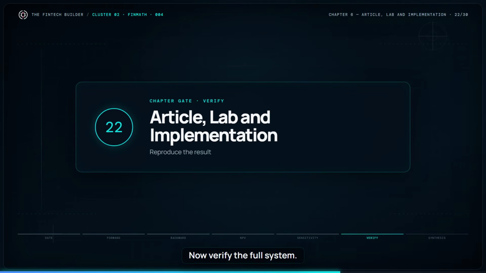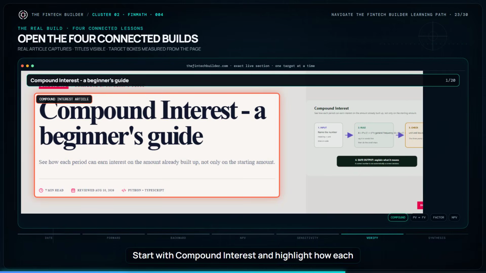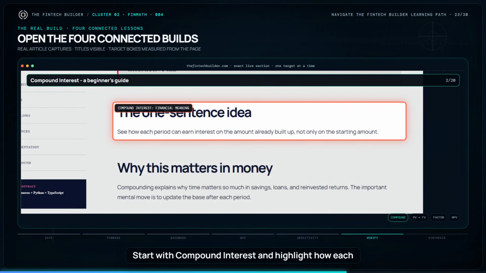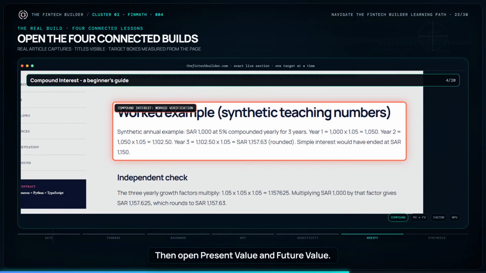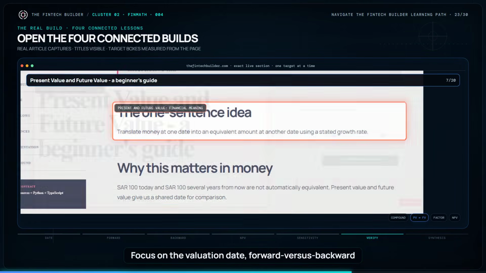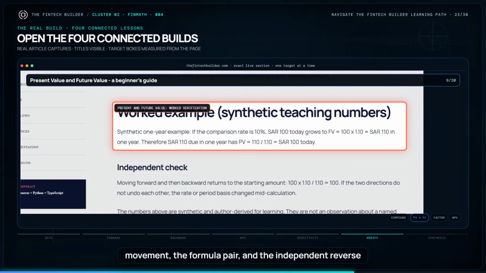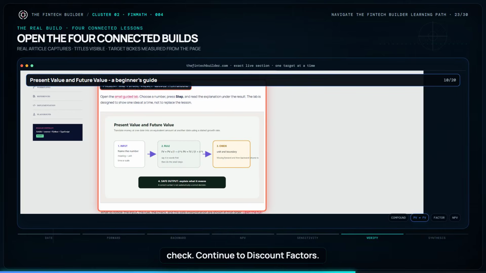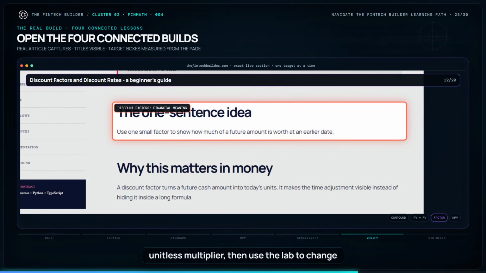Now, verify the full system. We will navigate 4 connected FinTech Builder lessons and reproduce the hand calculations in code. Start with compound interest and highlight how each period earns on the amount already accumulated. Then open present value and future value. Focus on the valuation date, forward versus backward movement, the formula pair, and the independent reverse check. Continue to discount factors. Highlight the difference between the rate and the unitless multiplier.